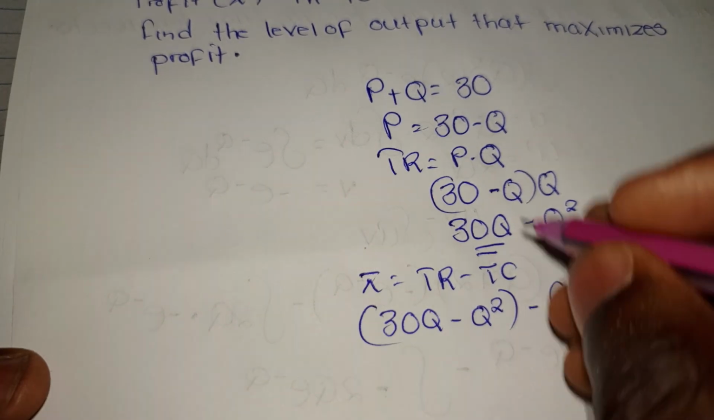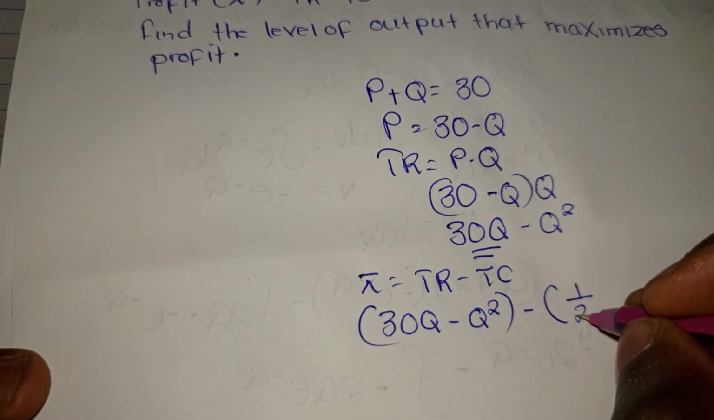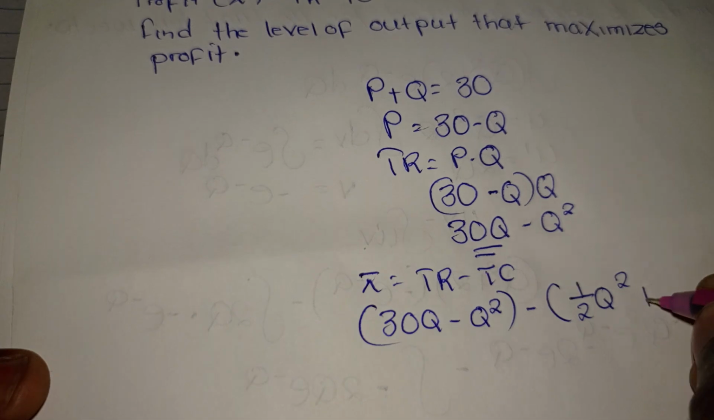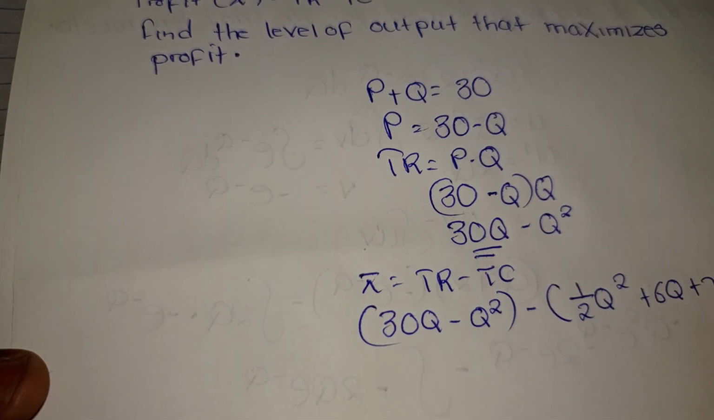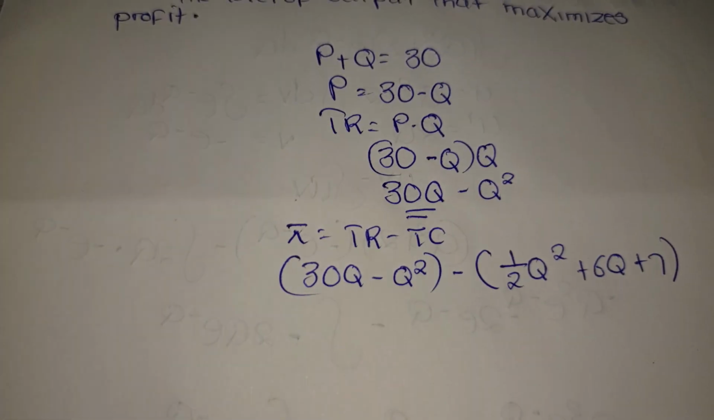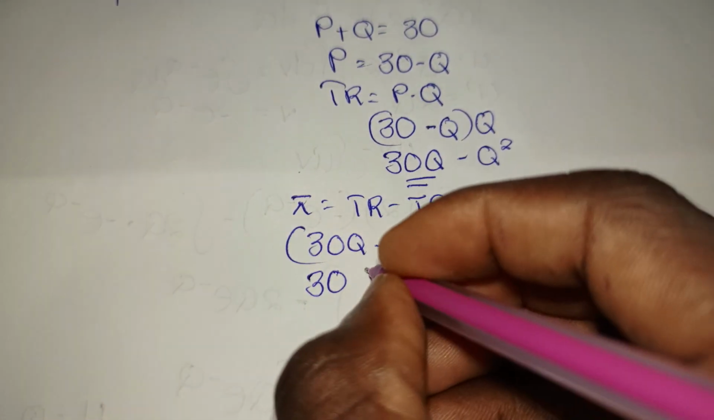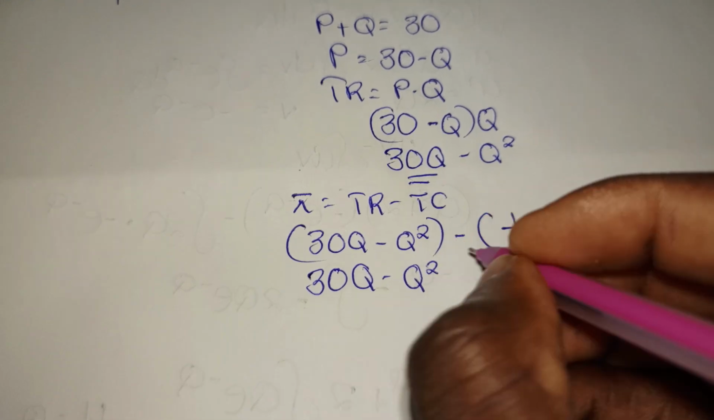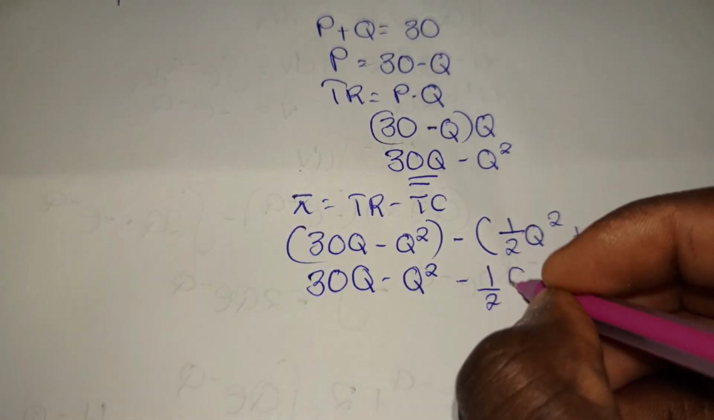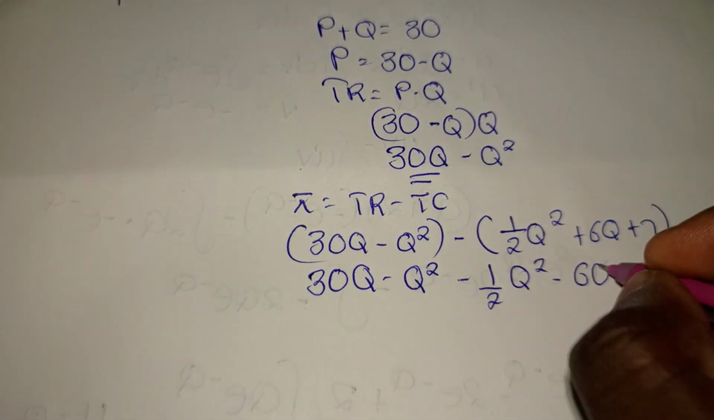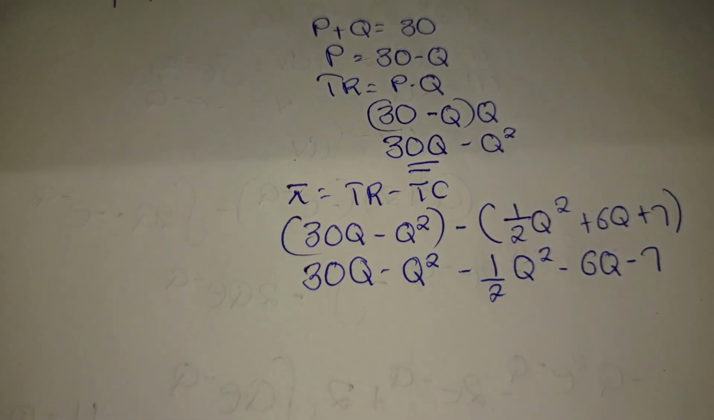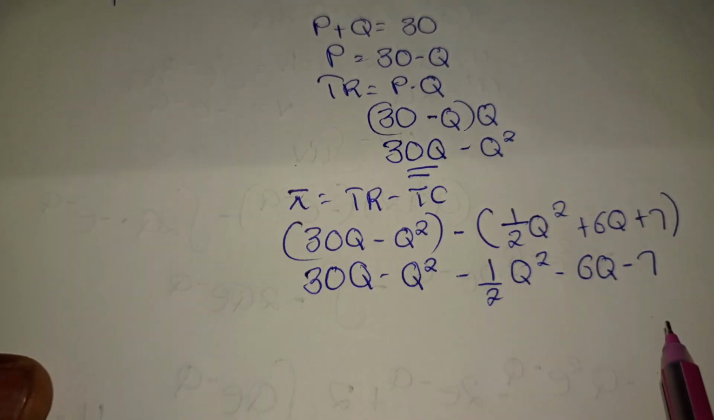Then we know total cost is what we have as 1 over 2 Q squared plus 6Q plus 7. Then from here we just remove the brackets. So we have this kind of expression, 1 over 2 Q squared minus 6Q minus 7. Then from here we just group the like terms.